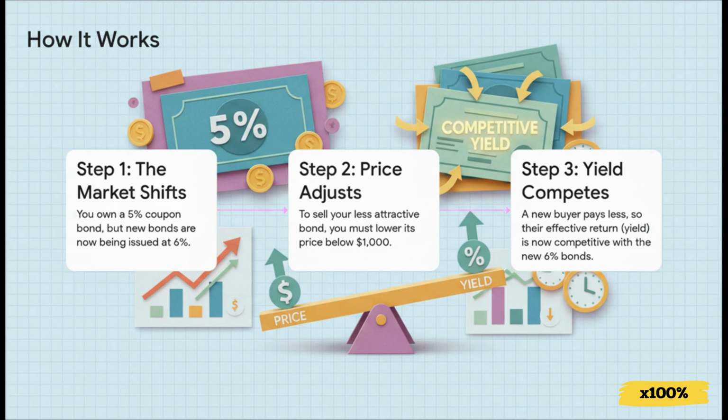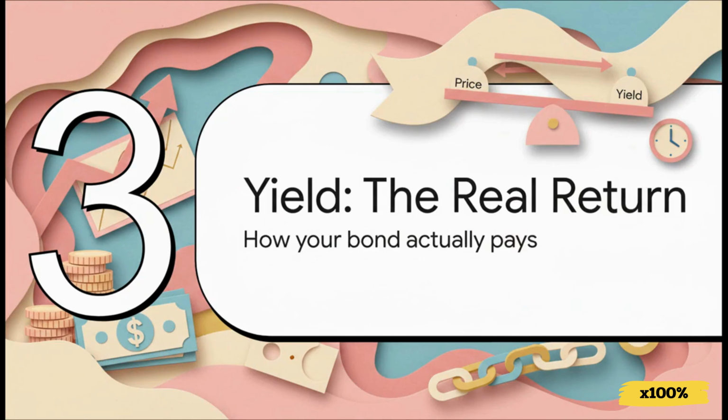Now look at it from the new buyer's perspective. They're only paying $950, but they still get that same $50 a year from your coupon. Their effective yield is now much higher than 5%, making your bond a pretty good deal compared to those new 6% ones. See? The price went down, and the yield for the new buyer went up. The seesaw at work. And that right there leads us to a really important point. As we just saw, that 5% coupon rate wasn't the real return for the new buyer, was it? So if the coupon isn't the whole story, then what is? We need to decode the different kinds of yield to really understand what a bond is paying you.